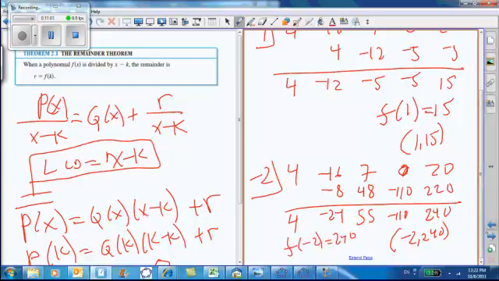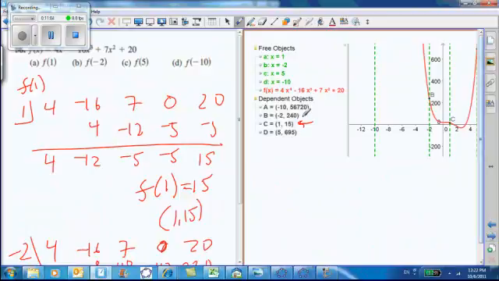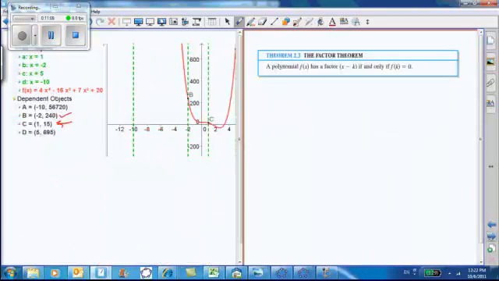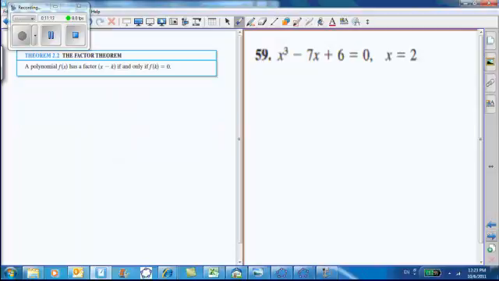Let's see if that's what we got in the big picture. Negative 2 went to 240. We can check the others in class. Now, the factor theorem is an extension of the remainder theorem. If your remainder is 0, then it factors in and goes in evenly. We're going to try this on this problem here.